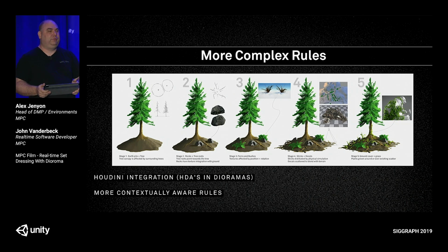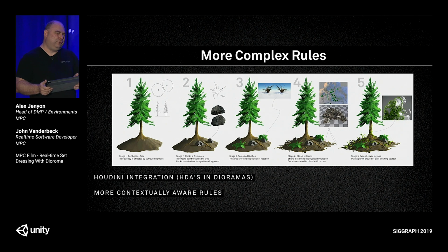We have a couple of specific things in mind. The first is making rules more contextually aware of what's around them. Let's say you have a diorama that you place by a river versus a diorama you place by, let's say, a city or a road. The sockets can be more aware of what's around them and then choose different results based on that.